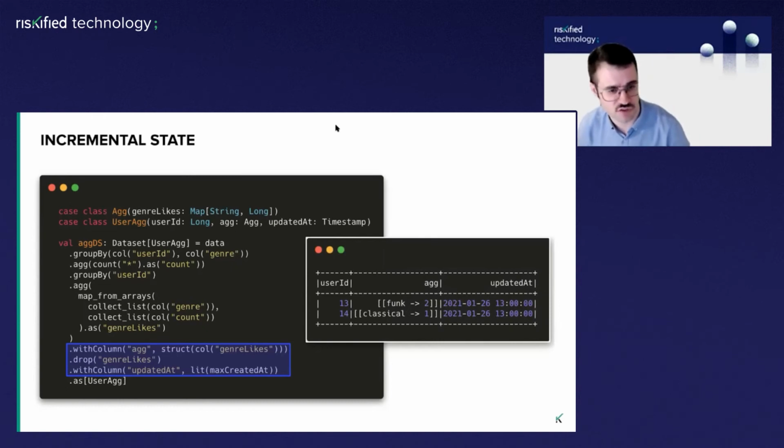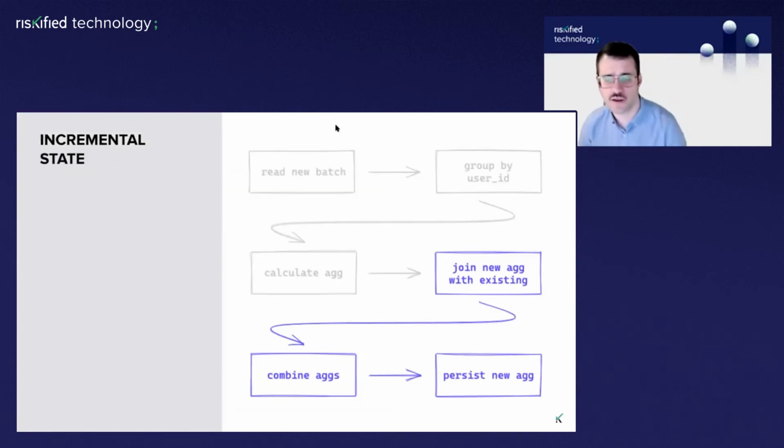And the as function just decodes that data frame into a data set of user ag, which is exactly the return value of this whole expression that I'm showing you guys here. Right, that looks like a lot, but it's actually pretty easy to grasp once you get the Spark way of thinking about things. And lastly, let's see how we can combine the previous knowledge we have about a certain user with the newly arrived knowledge.